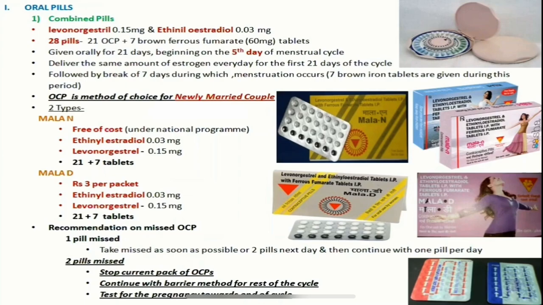OCP is a method of choice especially for newly married couples. So what is the best choice for newly married couples? OCPs. There are 2 types of OCPs. We have Mala N and Mala D.